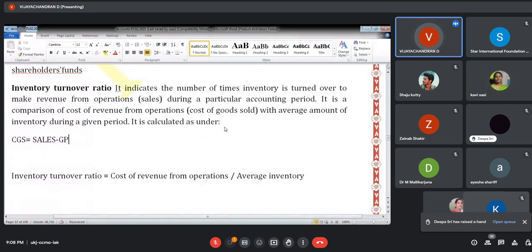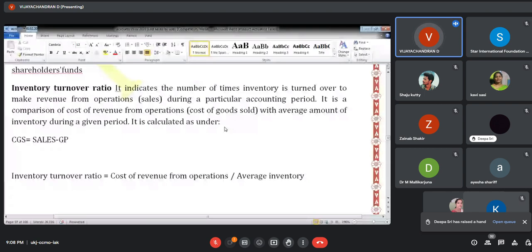Cost of goods sold equal to sales minus gross profit, ma'am. Correct, ma'am. Yes. So sales minus gross profit. Ma'am, these are all questions asked in your examination. See, always we have to find the inventory turnover ratio based on the cost of goods sold only. We should not base it on the sales.